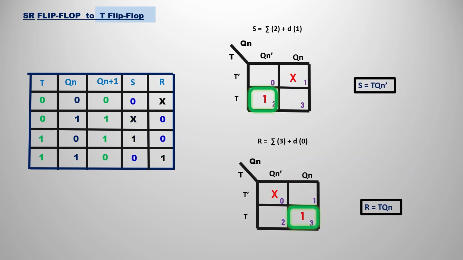For the output expressions of S and R, again we are going to use K maps. This is also a two variable K map, that is T and Qn. We should not consider Qn plus 1, that is the next state. So we have T and Qn over there, and you can see we can make a group of only a single element. So we cannot make corner grouping here, that is in the two position. So S is equal to T Qn bar and R is equal to T Qn.